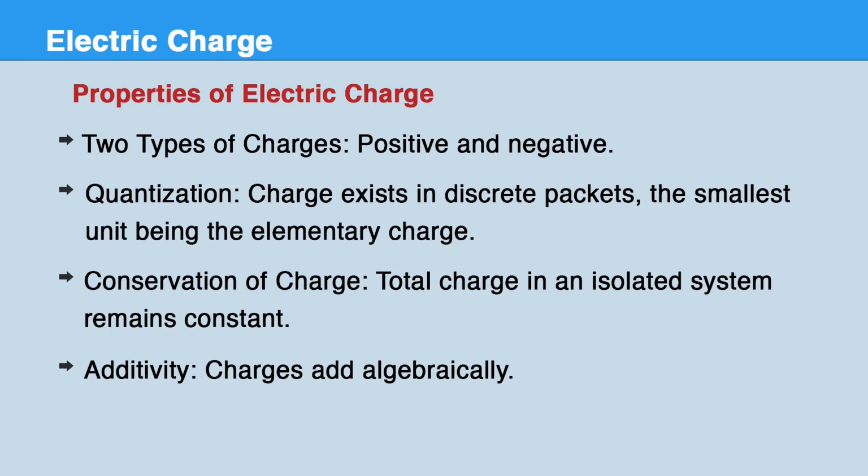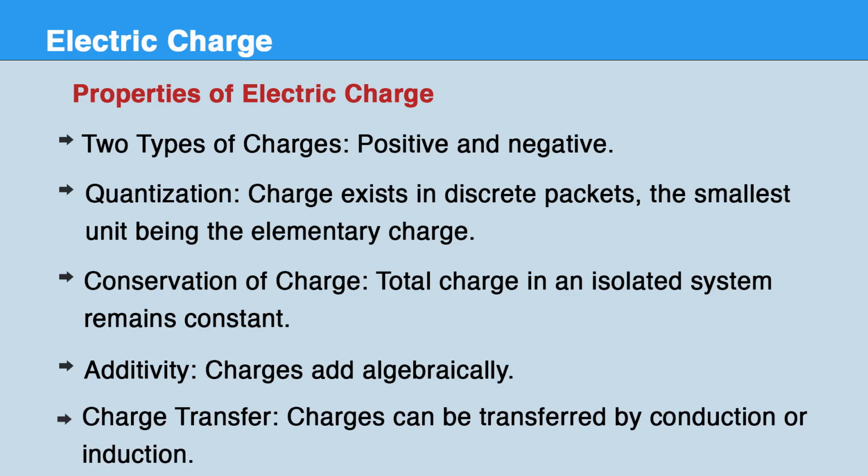The net charge is the algebraic sum of individual charges. Now, we talk about the last point, interaction: how charges can move from one place to another. This is known as charge transfer. There are two main ways it can happen. First is conduction and second one is induction.